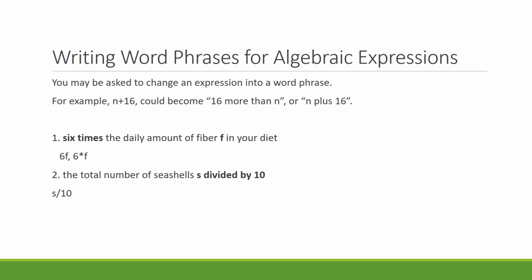Let's take a look at one more. Number 3, your aunt's age, a, minus 25. Our variable here is a, minus 25. Again, as a reminder, we don't need an answer for these word phrases or expressions. We are just interchanging a word phrase for an expression here. No evaluation needed.